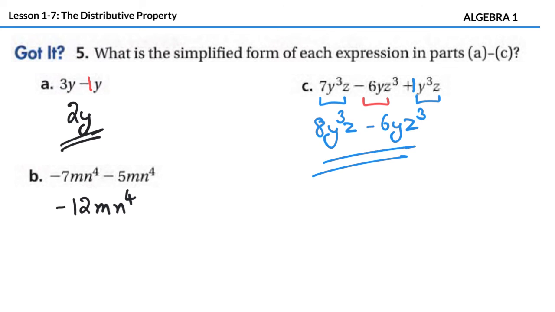So that completes the lesson on like terms and the distributive property of real numbers. We have learned how to apply them.